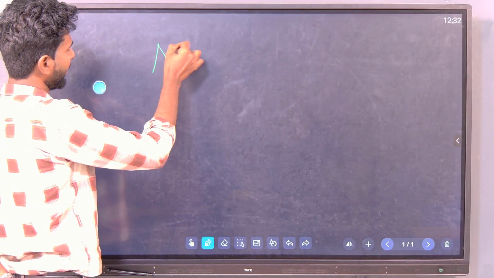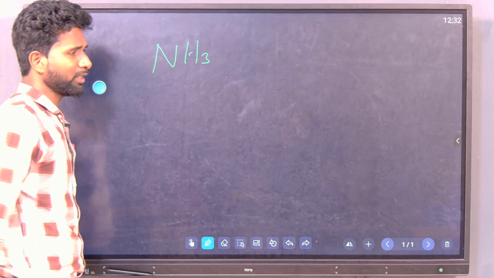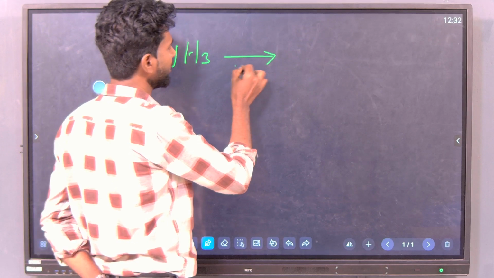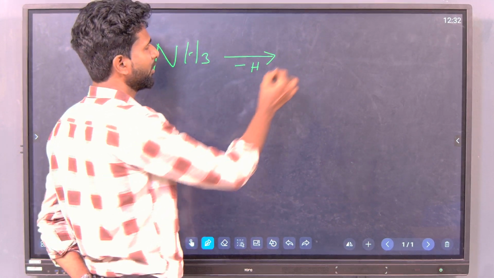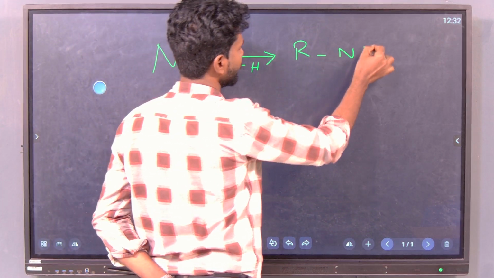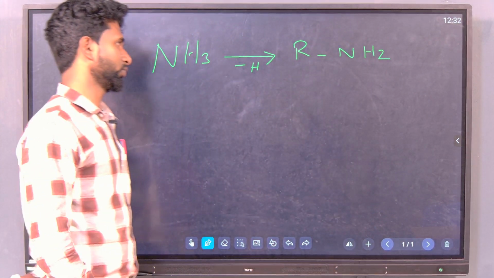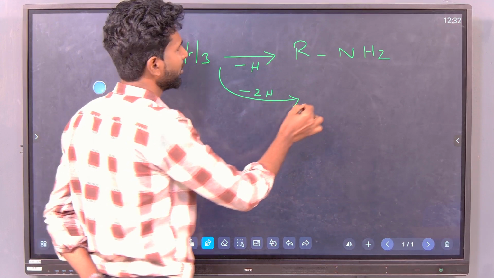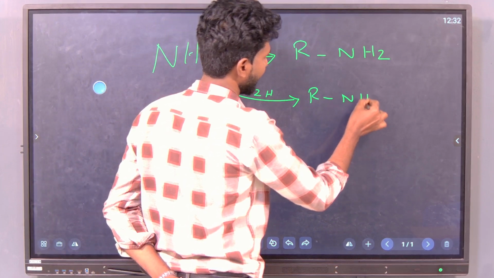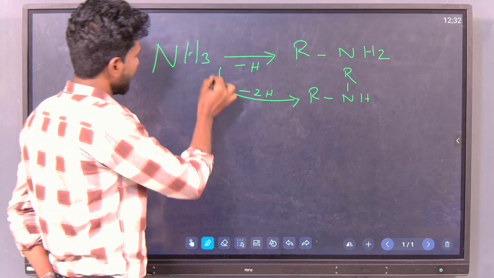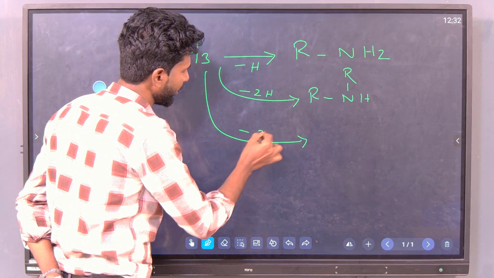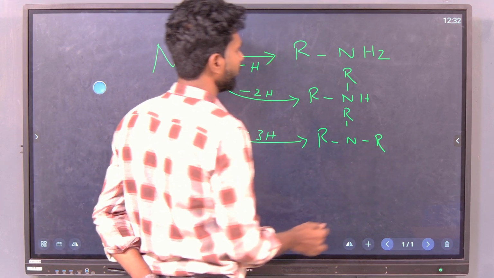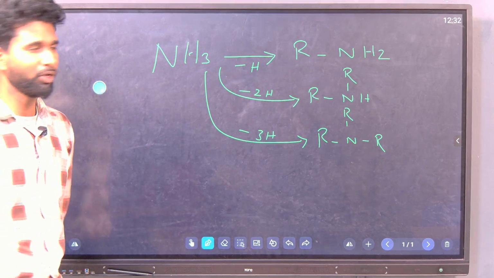Ammonia formula NH3. If we replace one hydrogen from ammonia and introduce one alkyl group, that is R, we get RNH2. Maybe we replace another hydrogen, that is two hydrogens from the ammonia molecule, we get R2NH. Then suppose we replace all three hydrogens from the ammonia molecule, the product is R3N. So we get three different types of amine. Now we are going to classify.